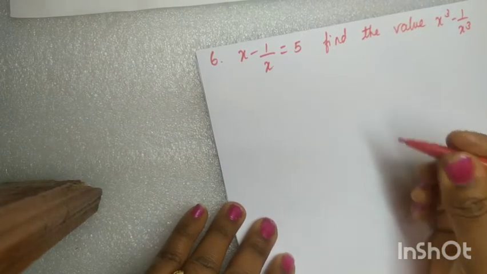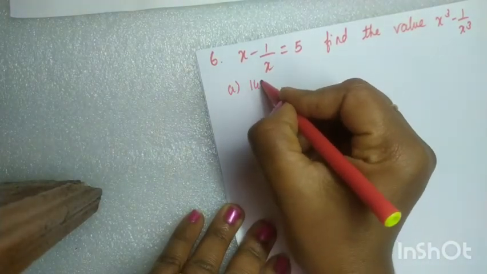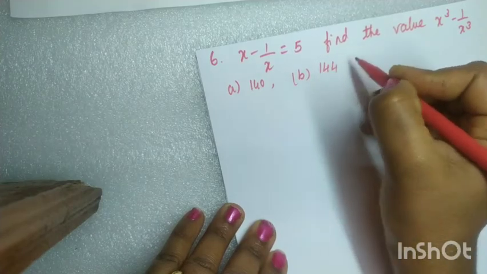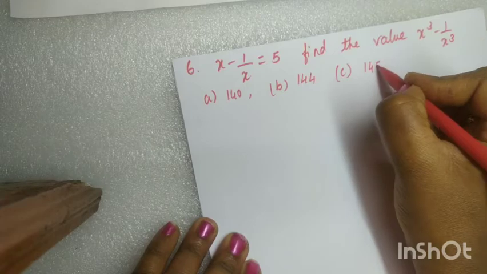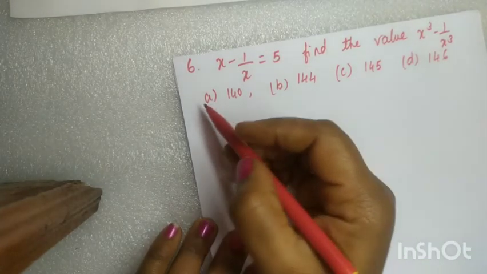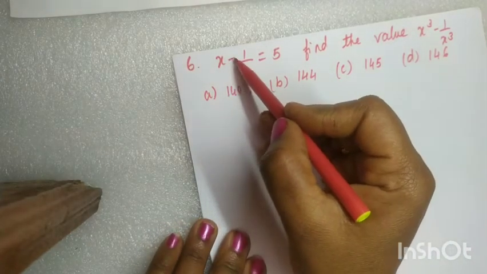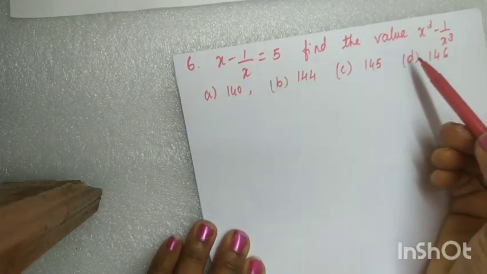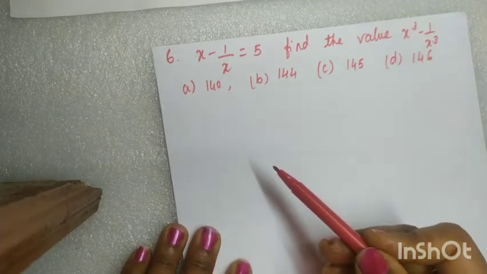I'll give you the options also. A is equal to 140, B is equal to 144, C is equal to 145, and D is equal to 146. Just find out by using the same formula, that is a minus b the whole cube. Apply that formula and find the answer, and just comment it in the chat box.